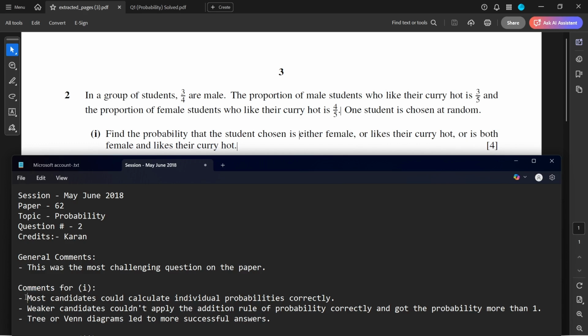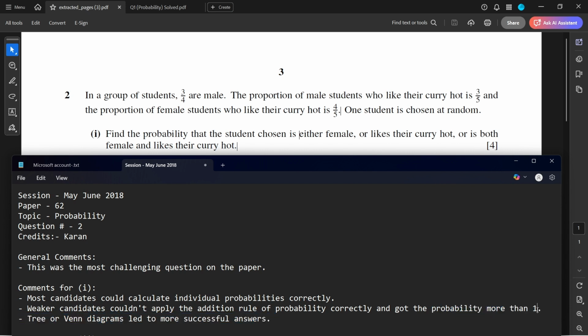They mentioned that most of the candidates could calculate the individual probabilities correctly. That is, because we are trying to find the probability that a student chosen could be a female, or someone who likes their curry hot, or a female who likes their curry hot, the individual probability calculations were done correctly by most of the candidates. But some of the weaker candidates couldn't apply the addition rule of probability correctly, such that when they added the probabilities they had calculated, they got a final value greater than 1.